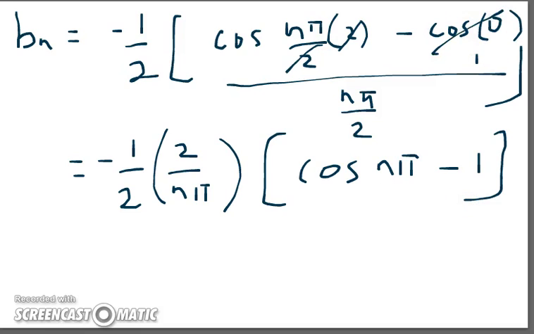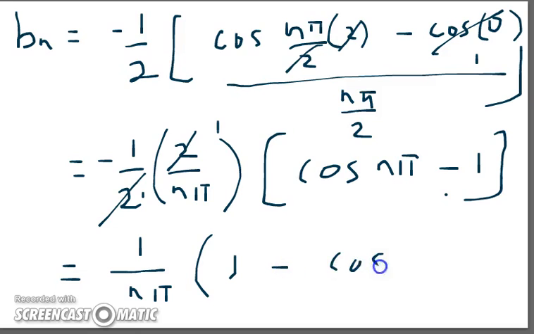So based on this, we have here 1, okay, and if this is negative, I can now multiply with minus 1 here, so that I have 1 over n pi, 1 minus cos n pi. Okay, so I hope you can follow this for now.